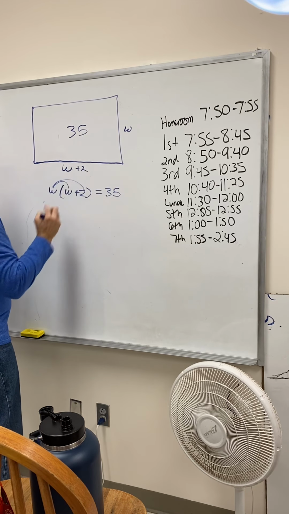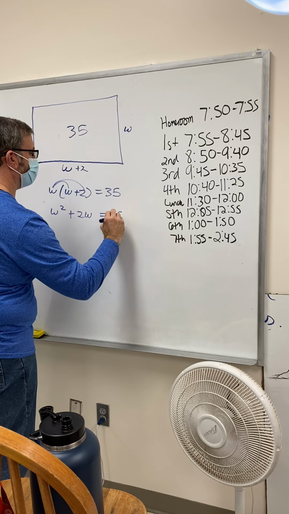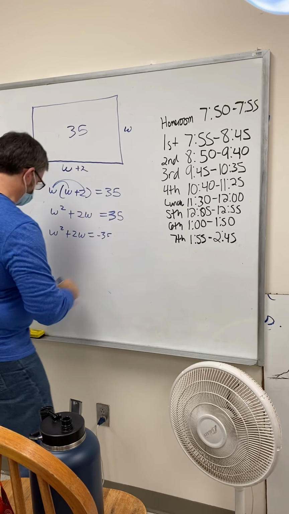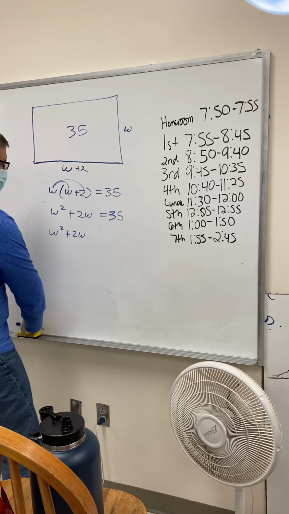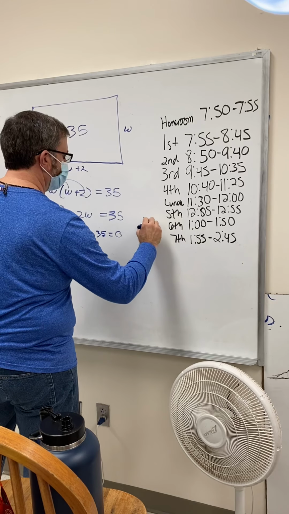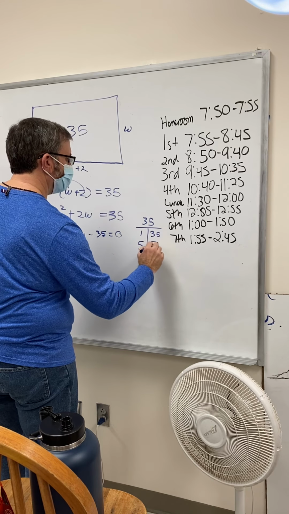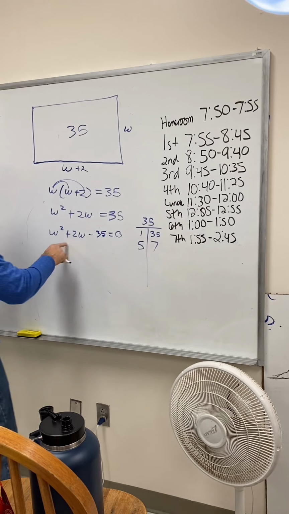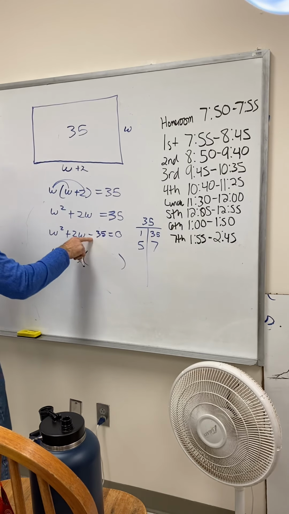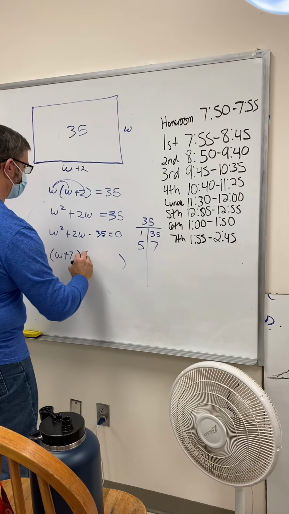All right, so now I have W squared plus 2W equals 35. Subtract 35 from both sides: W squared plus 2W minus 35 equals 0. So now, what are my factors of 35? Those are my only ones. So 35 and 1 don't get me anywhere near 2, but 7 and 5 do. Since this is negative, the sign of this is the sign of the larger factor. So W plus 7, W minus 5.